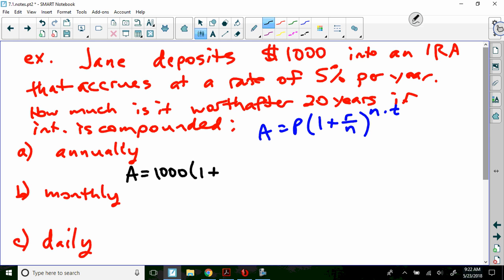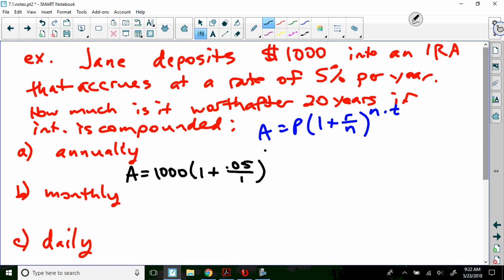5%, which is going to be 0.05. If you screw up your R in this, you're going to be way off. So make sure you get the R right on this. Divided by N. What's my N for annually? 1. Raised to the N times T power.